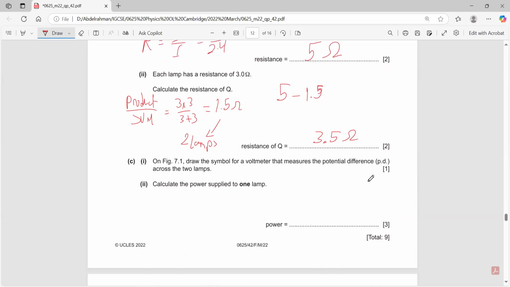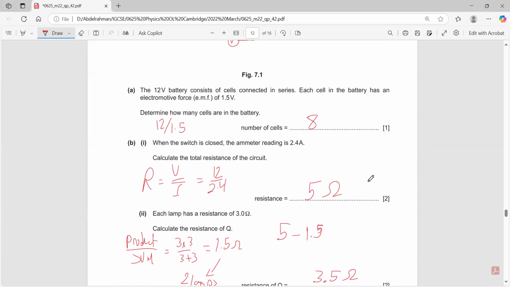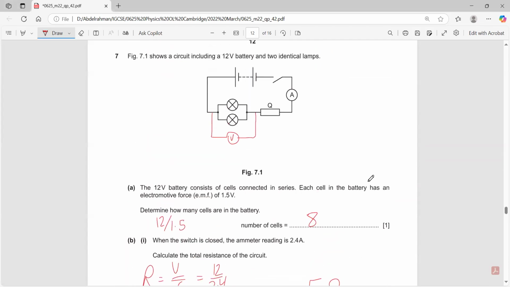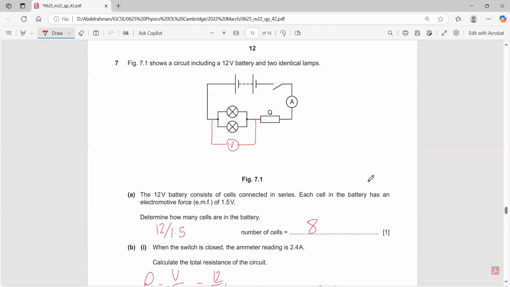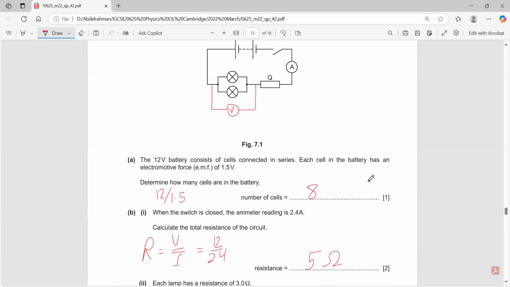Calculate the power supplied to one lamp. Can I find the power supplied to one lamp? Yes. How can I do that? Power equals IV, right? What is the voltage of each lamp? How should I know the voltage of each lamp? You do not have the voltage of each lamp.